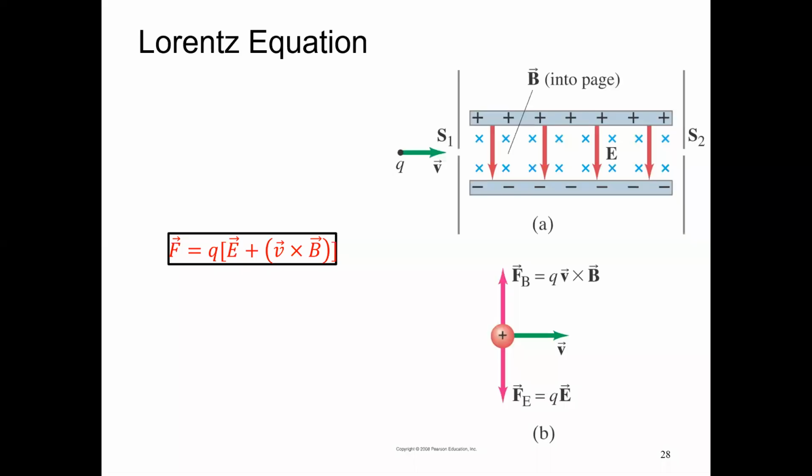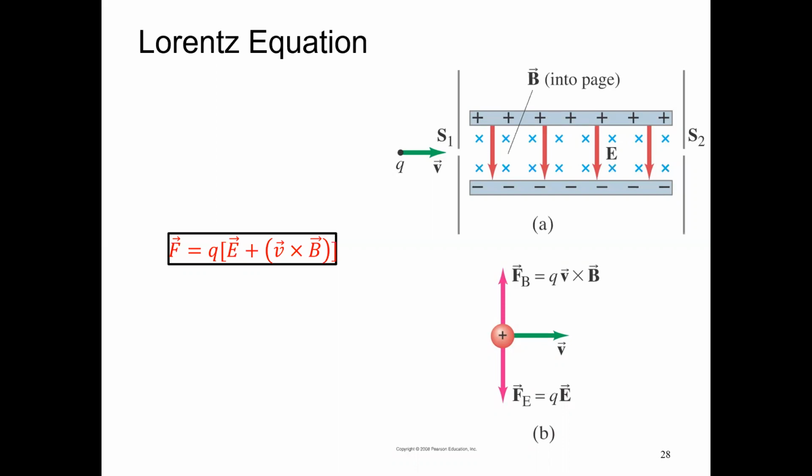Welcome to part 5 of our chapter 29 lectures on intermediate physics. We're talking about magnetic fields. Where we left off with the last one was talking about the Lorentz equation.